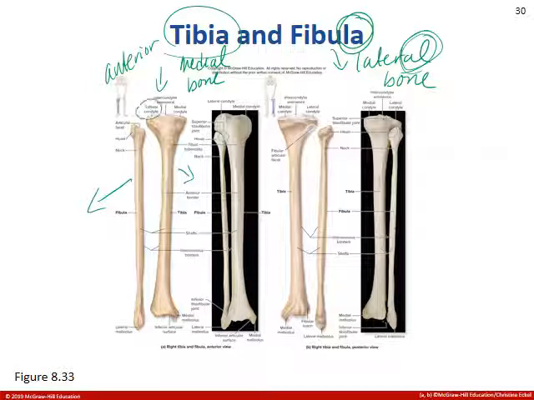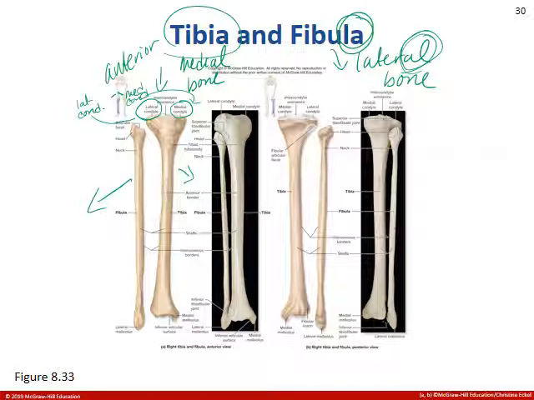You can see here the lateral condyle and the medial condyle on the tibia. This is where the femur is going to articulate. Do you remember that the femur had a lateral condyle and it also had a medial condyle? Well, the lateral condyle of the femur is going to articulate with the lateral condyle of the tibia. The medial condyle of the femur is going to articulate with the medial condyle of the tibia.